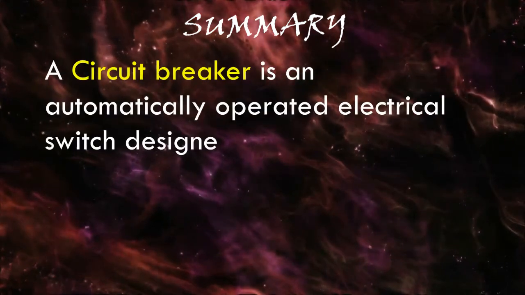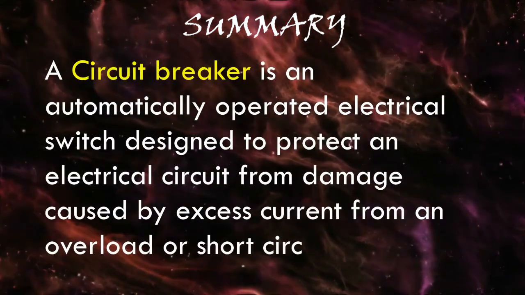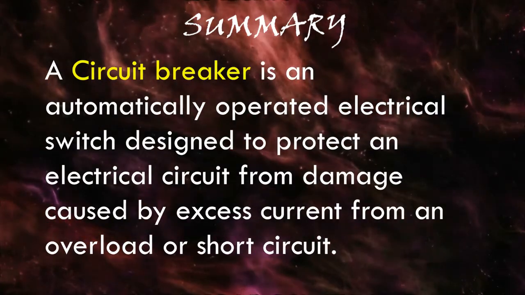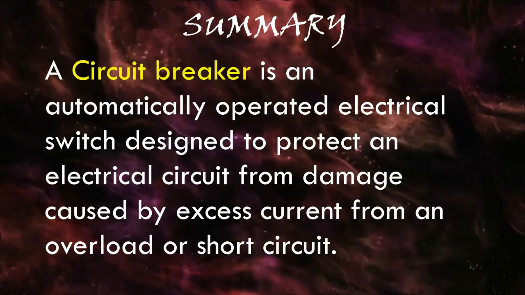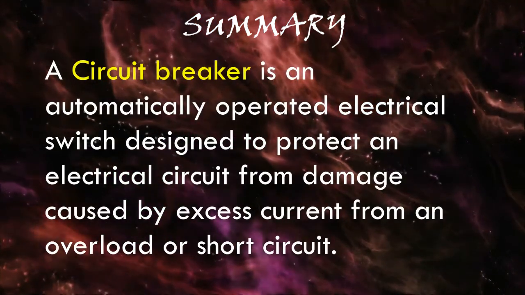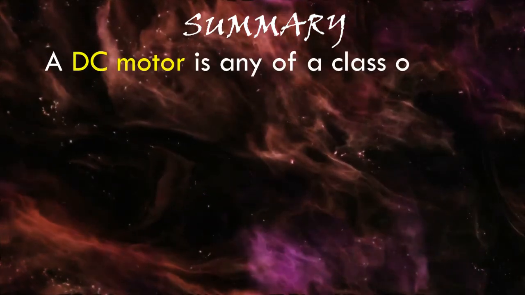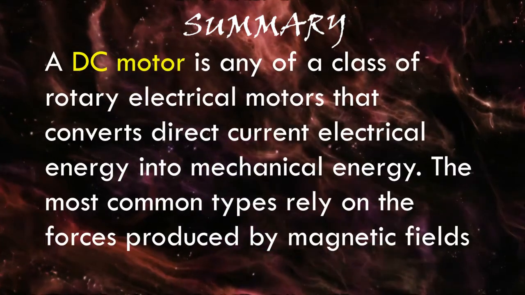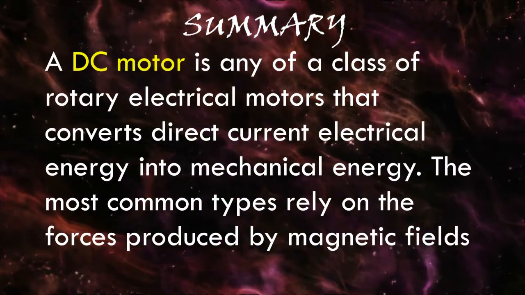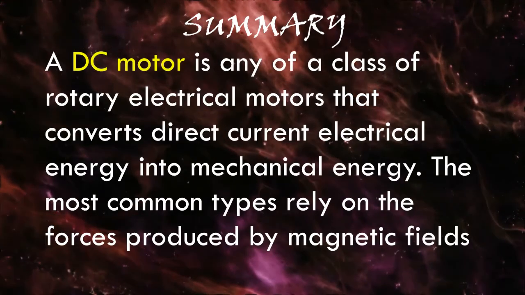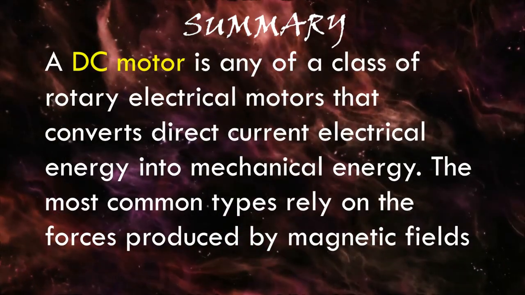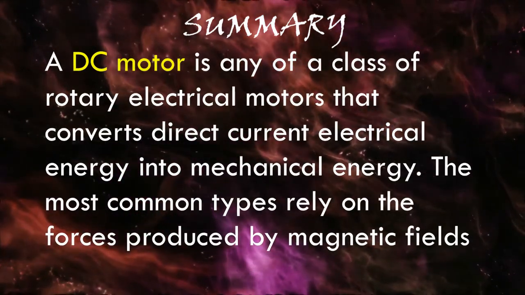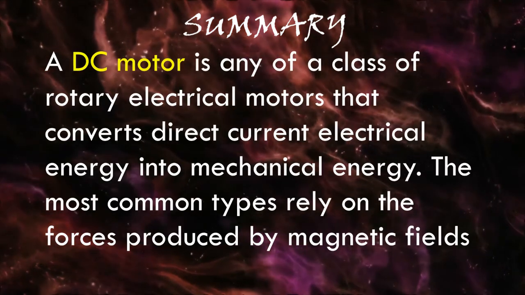A circuit breaker is an automatically operated electrical switch designed to protect an electrical circuit from damage caused by excess current from an overload or short circuit. A DC motor is any of a class of rotary electrical motors that converts direct current electrical energy into mechanical energy. The most common types rely on the forces produced by magnetic fields.